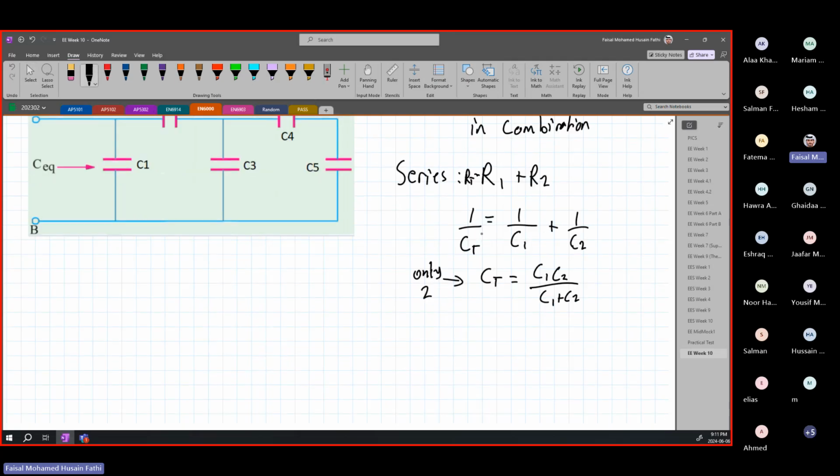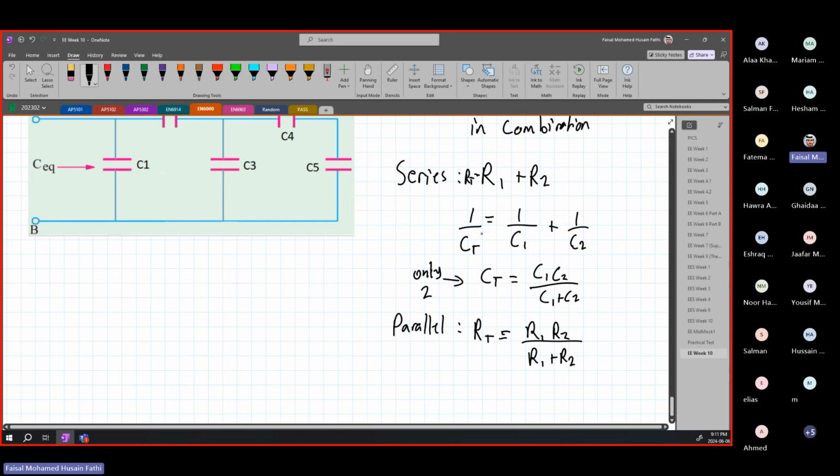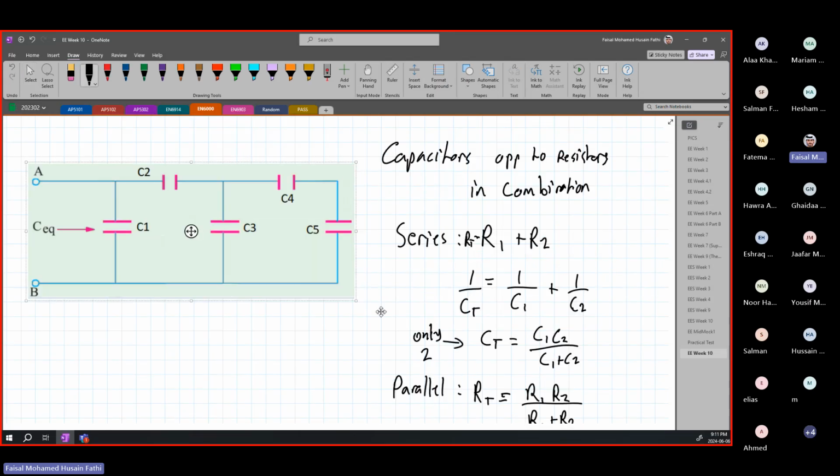And then in parallel, resistance is equal to R1 R2 over R1 plus R2. For capacitors, it is just C1 plus C2. Opposite. Basically the same way as resistors in series. When you see two capacitors in parallel, you just add them up. If they're in series, you multiply and divide by C1 plus C2, or 1 over C total is 1 over C1 plus 1 over C2 plus 1 over C3 if you have more than two.